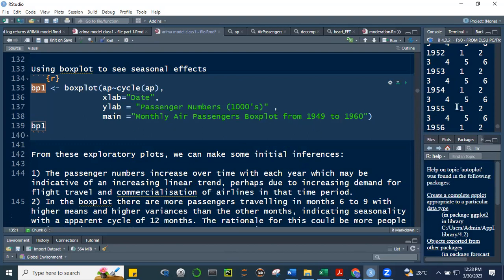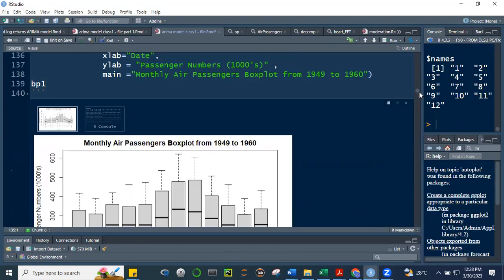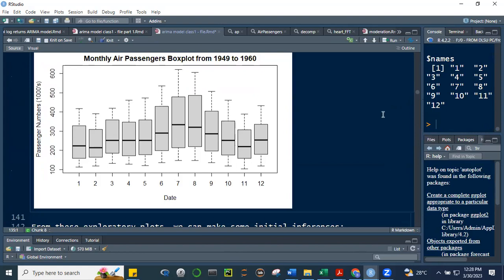Okay, again, yung title. So let's run this, and you can see now the behavior of the data, box plot niya. Okay. Monthly air passengers box plot from 1949 to 1960. Okay. So ito yung 1949, 1950. 1949 to 1960 on a per month basis. Kasi cycle natin, kinuha natin cycle eh.